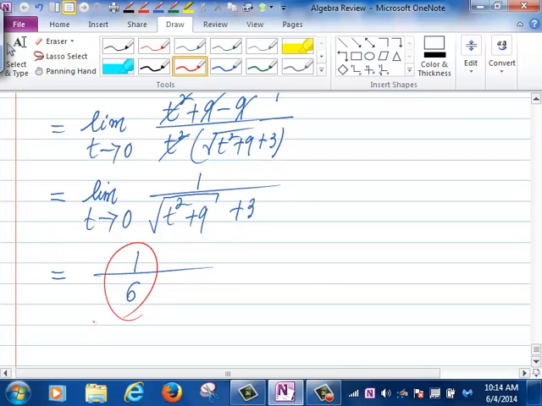Everybody's okay? Was that okay? You are plugging in 0 for t, and then you get root of 9 plus 3. Root of 9 is 3, so you get 3 plus 3. Okay, everybody is okay with that. All right.